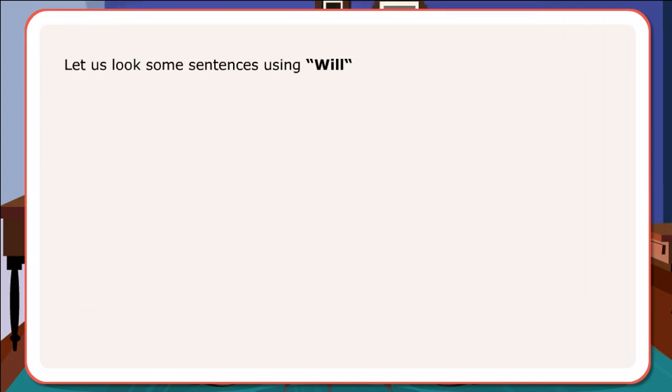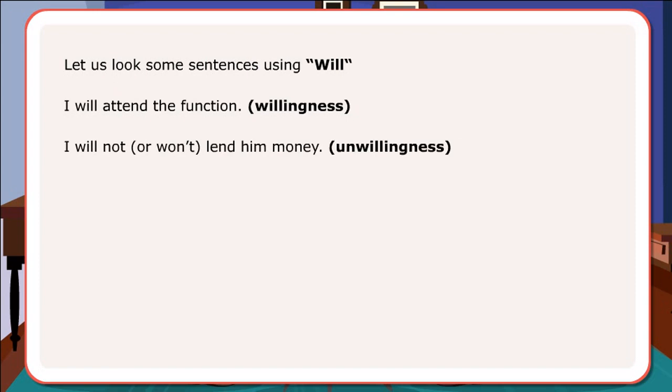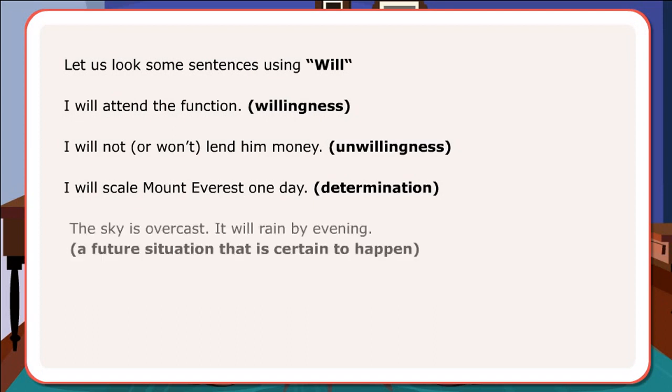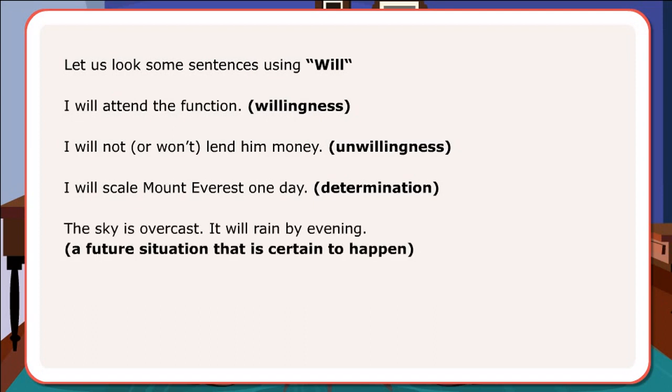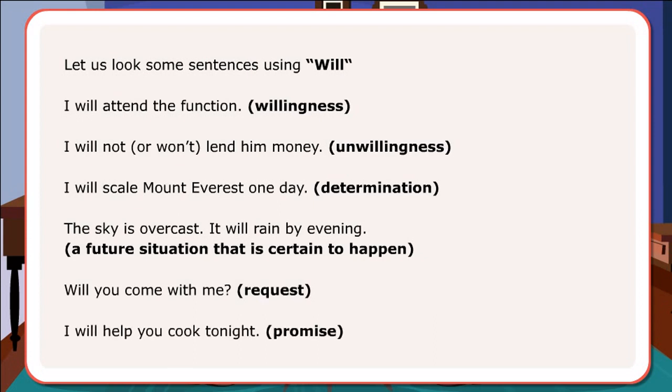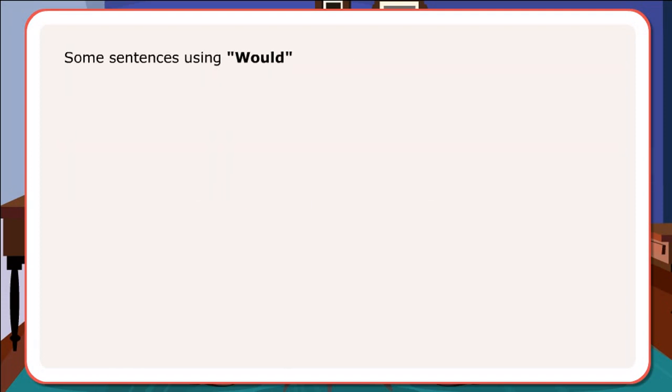Let us look at some sentences using will. I will attend the function. Willingness. I will not or won't lend him money. Unwillingness. I will scale Mount Everest one day. Determination. The sky is overcast. It will rain by evening. A future situation that is certain to happen. Will you come with me? Request. I will help you cook tonight. Promise.